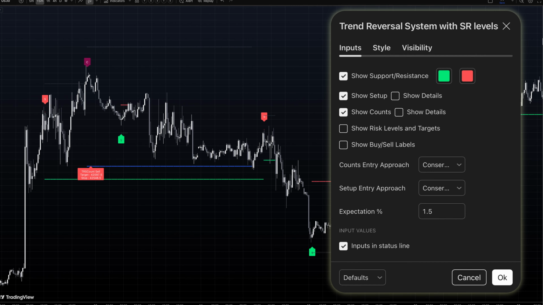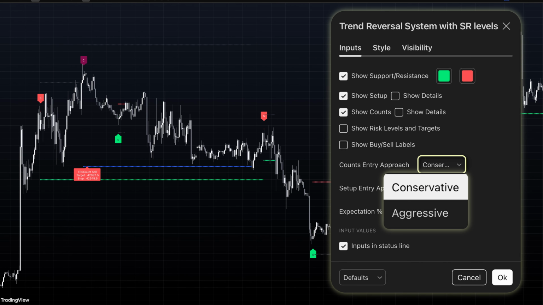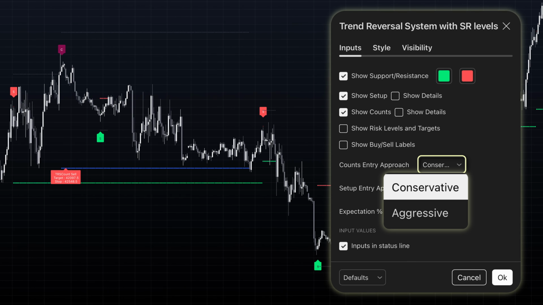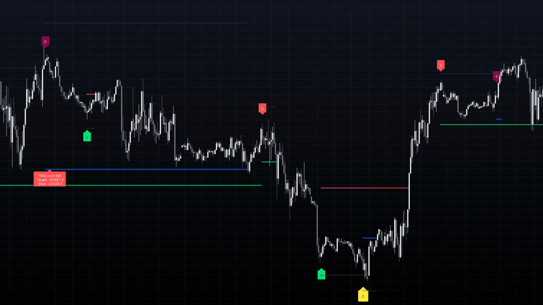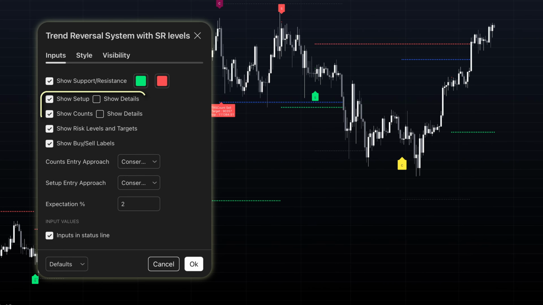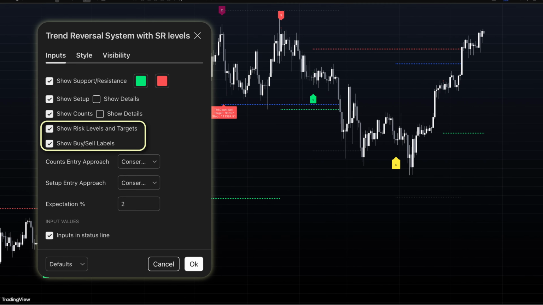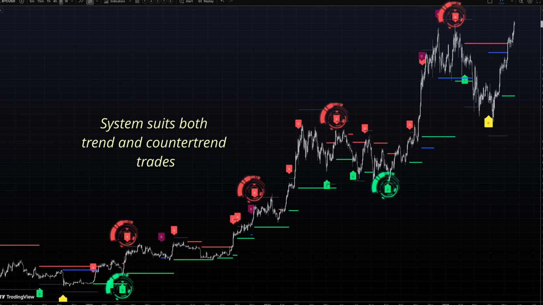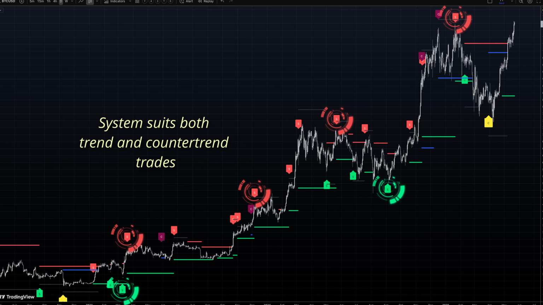It offers 2 entry approaches, conservative and aggressive, allowing traders to choose between waiting for additional confirmation or entering at the initial signal. The visual elements include colored markers for setup and countdown progression, along with optional buy-sell labels displaying targets and stop levels.